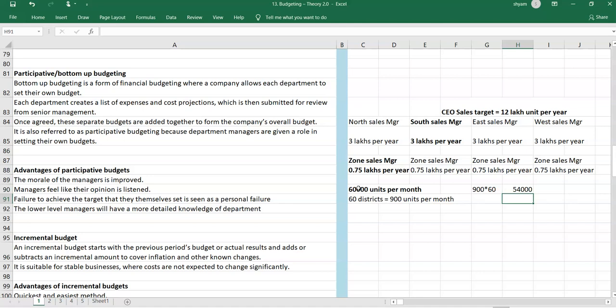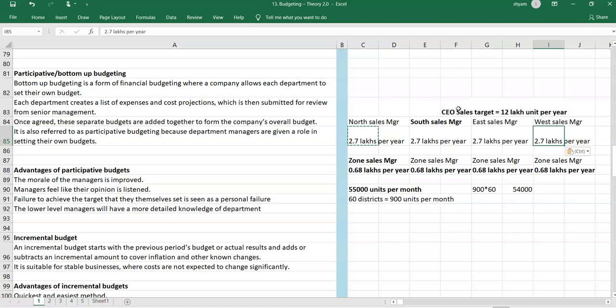54,000. Okay, so the total number of units sold will not be 60,000, it will become 55,000. So 10% of the sales is cut. If 10% of sales is cut here, this will not be 75 lakhs. It will become a 10% cut here also, so it will only become something like 68,000 units. So adding all this together, zone wise, a 10% cut in sales here will lead to a 10% cut here. So it won't be 3 lakhs per year, it will be 2.7 lakhs per year.